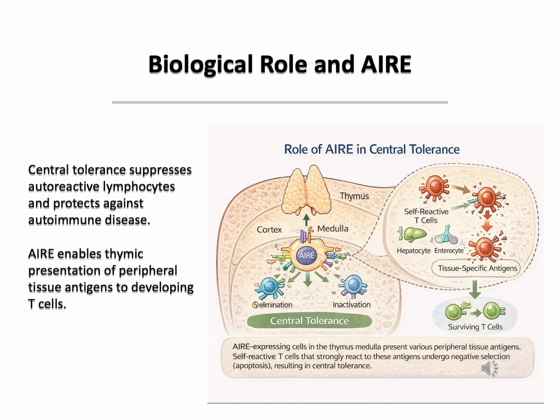In summary, central tolerance is an essential mechanism for maintaining self-tolerance in the immune system. T cells undergo positive and negative selection in the thymus, while B cells are regulated through deletion, receptor editing, or anergy in the bone marrow.